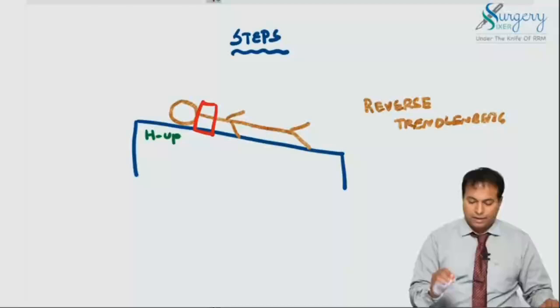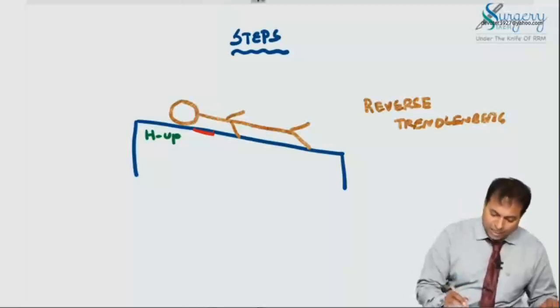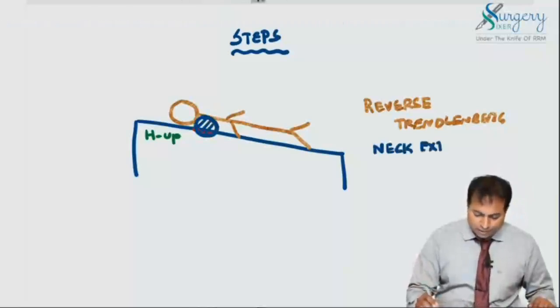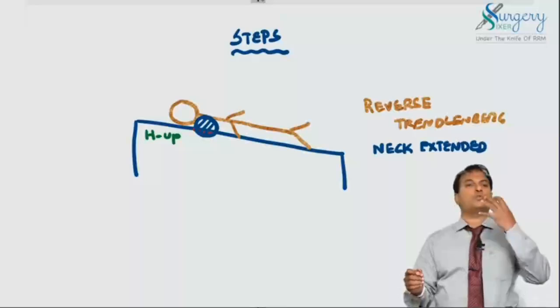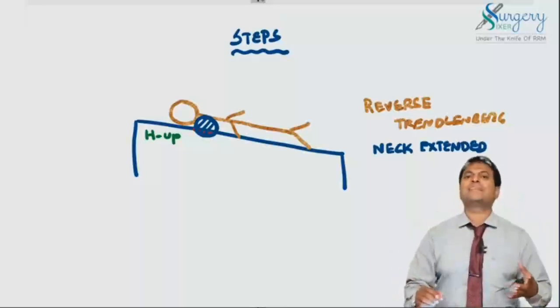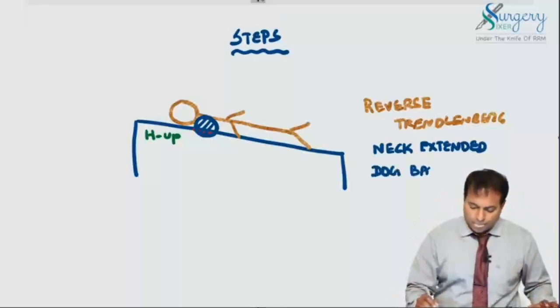Head-up position is done, and we keep a sandbag below the neck so that the neck is extended like this. This neck extended position looks like the Rose position in tonsillectomy, but in Rose position we open the mouth, and here we don't open the mouth. Therefore this position is also known as neck extended position or dog barking position.